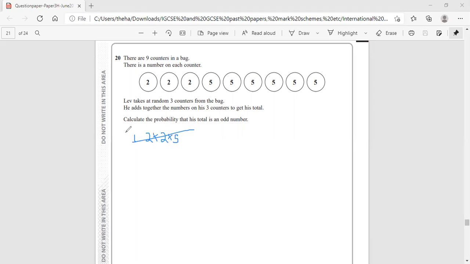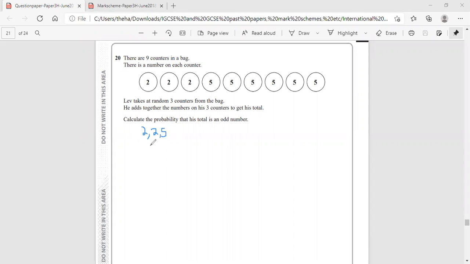Sorry guys, that was a mistake. Okay, so what we need to do here is actually not that. What I said a second ago was what we have to do, but I said it slightly wrong. We have to work out the ways you can make even numbers, and then we're going to take that away from 1. So there's 3 ways to make an even number here. 2 times 2 times 5.